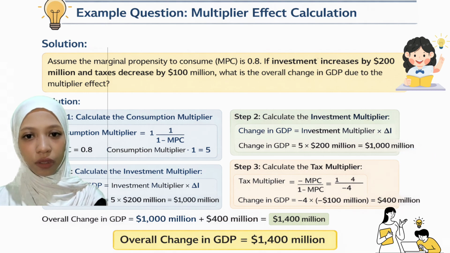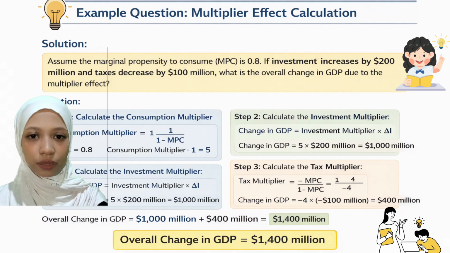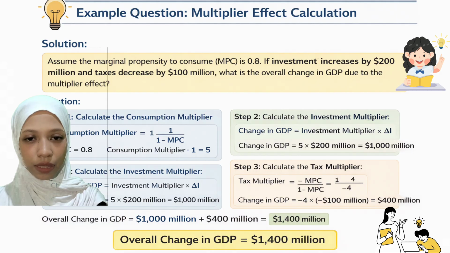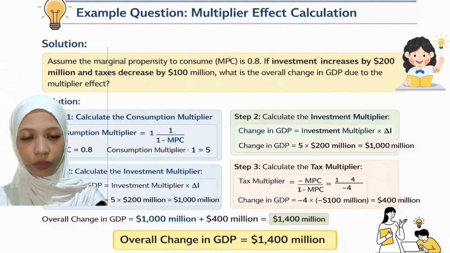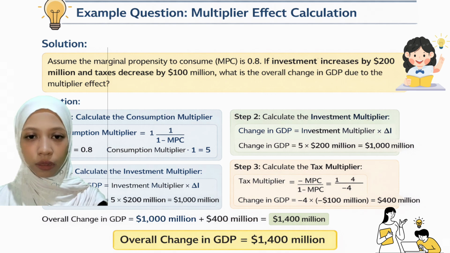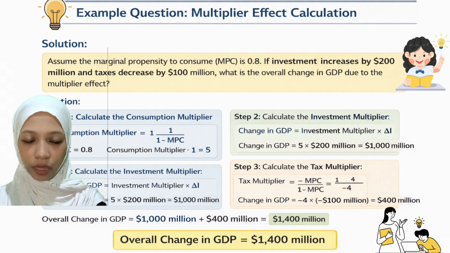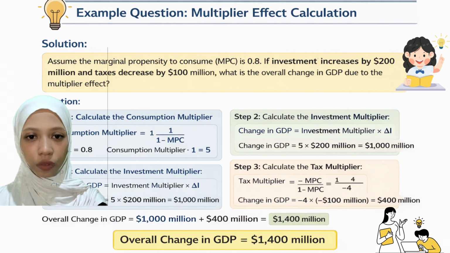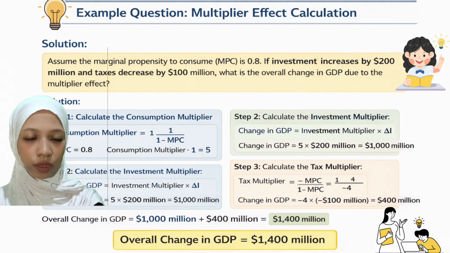And the last step is to calculate the tax multiplier. The formula of the tax multiplier is negative MPC divided by 1 minus MPC, which equals negative 4. So change in GDP equals negative 4 multiplied by negative $100 million, which equals $400 million.